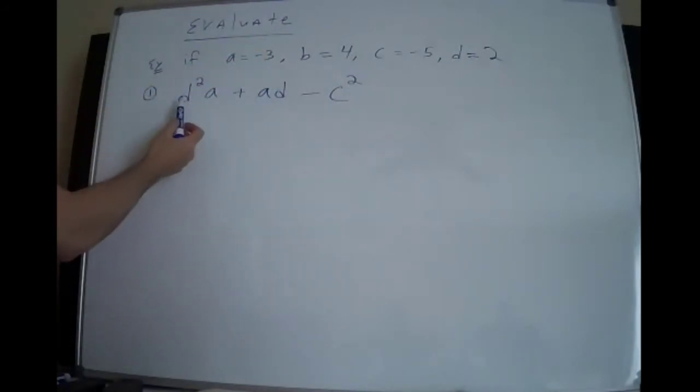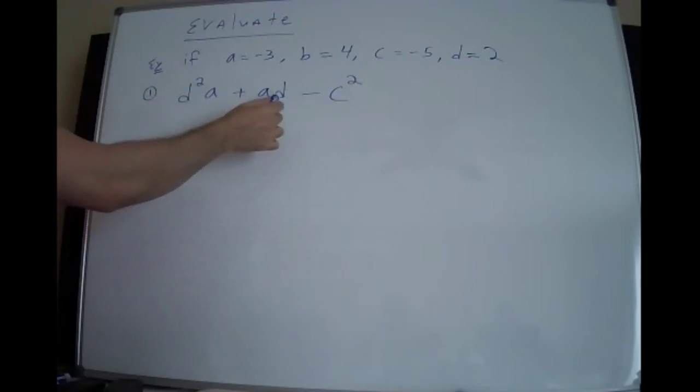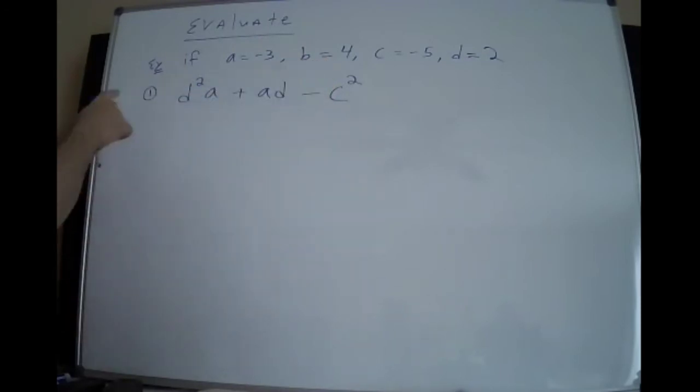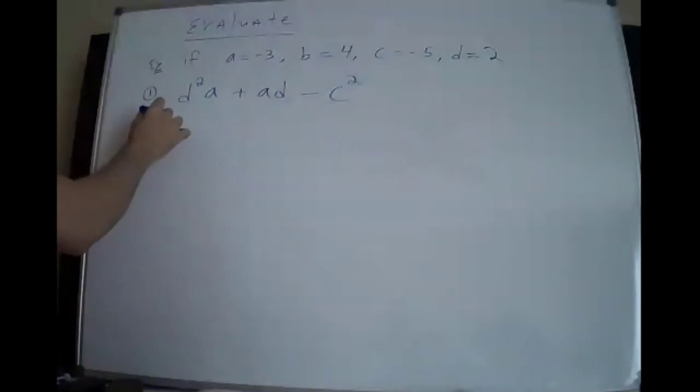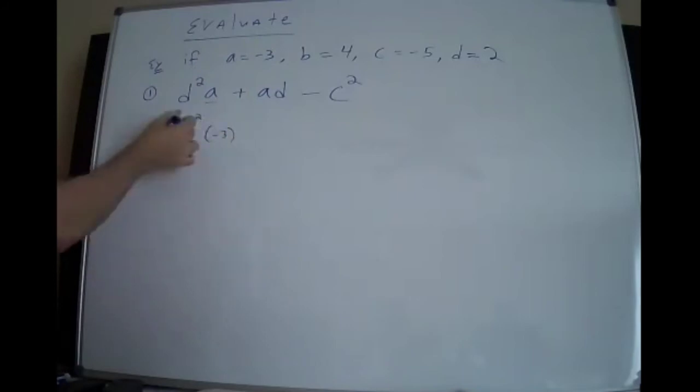So I gave you D squared A. Remember, this is D squared times A plus A times D, take away C squared. So you got to really watch your signs here. There's a million places you could screw this up. So D is 2 times A. Well, here's A. A is -3. Right? D is 2, A is -3.